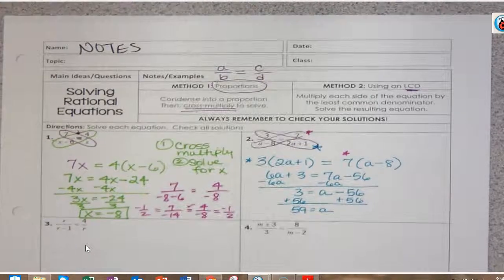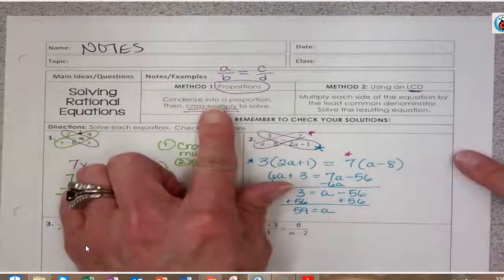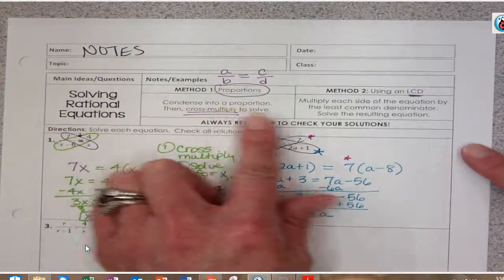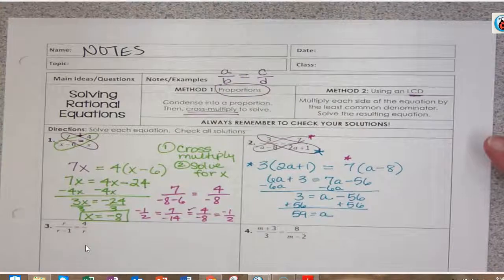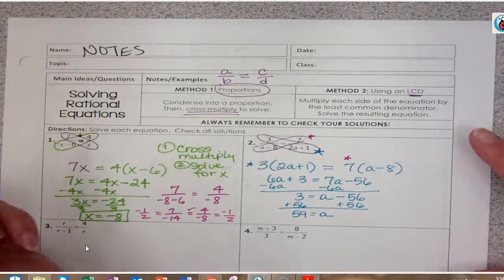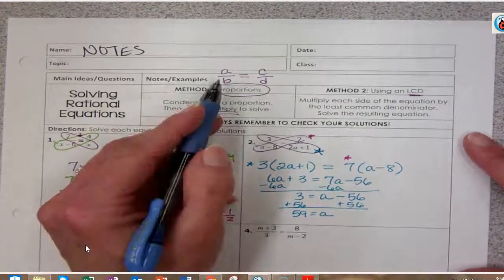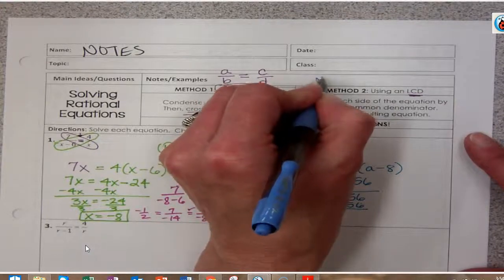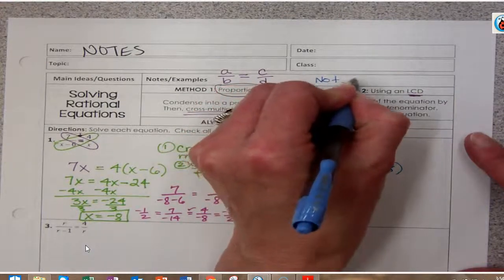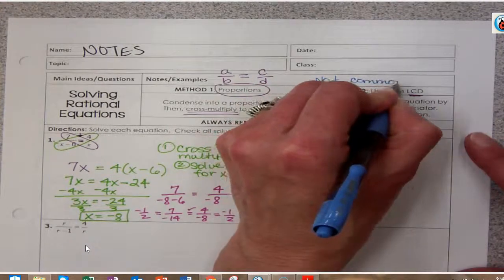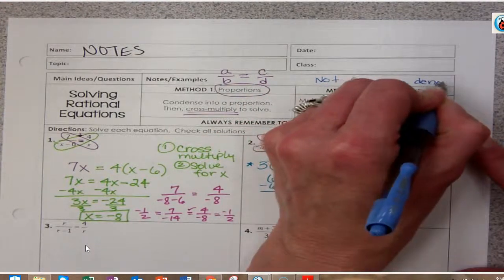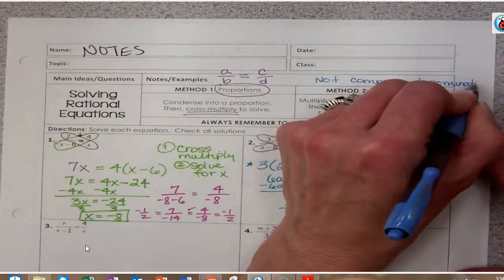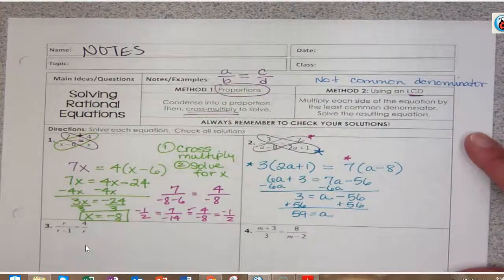Alright, so hopefully you've watched the first video, where we talked about method number 1, proportions. Now we're going to talk about method number 2. Method number 2 is where you've got basically a fraction that you need to find a common denominator for. You're wanting to get rid of the fraction, so we're going to talk about that.